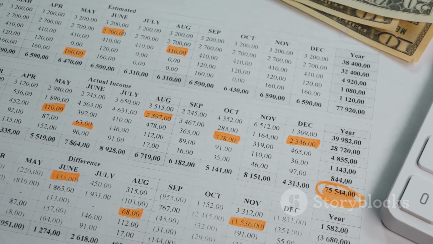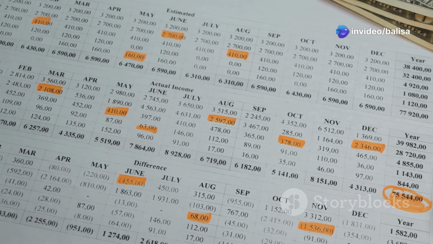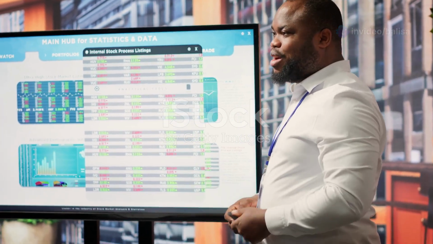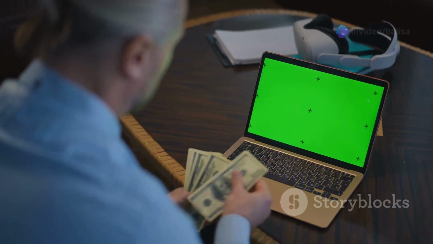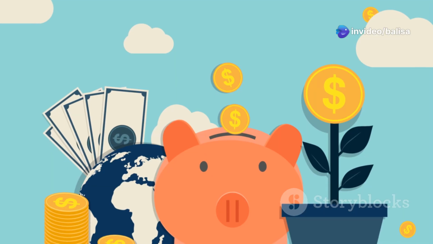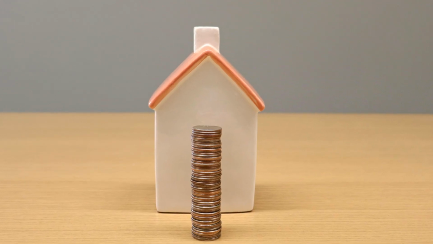Now that we've covered the foundation of income and expenses, let's move on to the building blocks of wealth, assets, and liabilities. Understanding the difference between these two is crucial for building a solid financial future. Assets, my friends, are your financial allies. They are things you own that put money in your pocket, either now or in the future. They work for you, even while you sleep. Think of them as the sturdy walls and roof of your financial house.